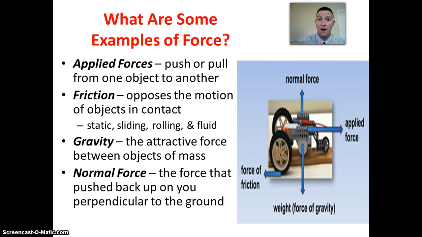The force of the ground on me pushes me back up, and that's why I don't accelerate. I don't go flying towards the center of the earth because the earth, the ground, pushes back up on me, and that's called the normal force because it's normally everywhere you are on the surface of the earth. If we are on Mars, it'd still be a normal force, the force of the ground of Mars pushing back up on me. So, applied forces, force of friction, force of gravity, and the normal force.